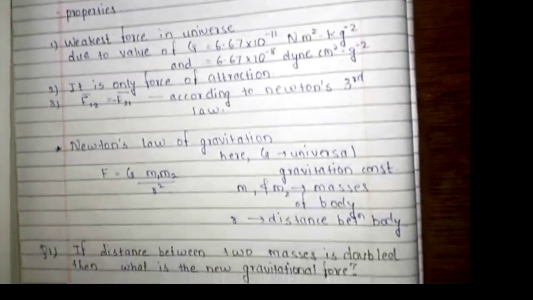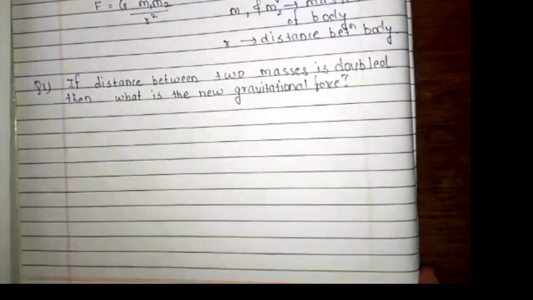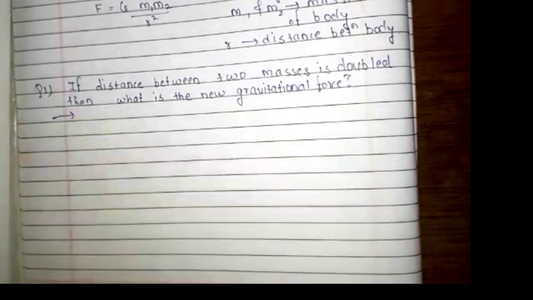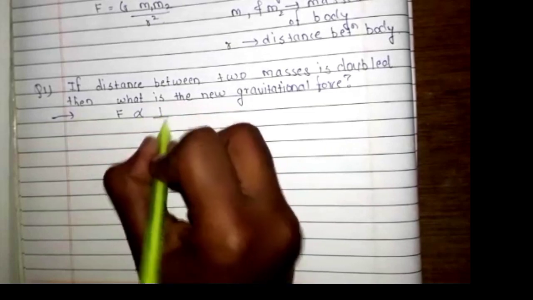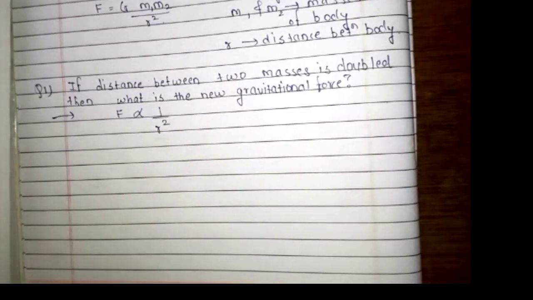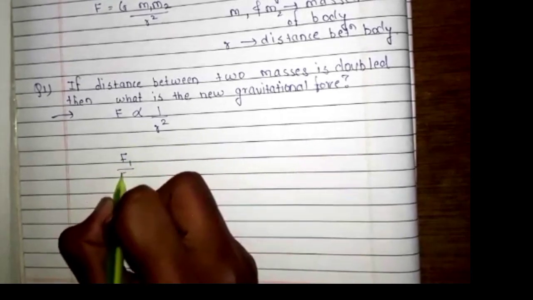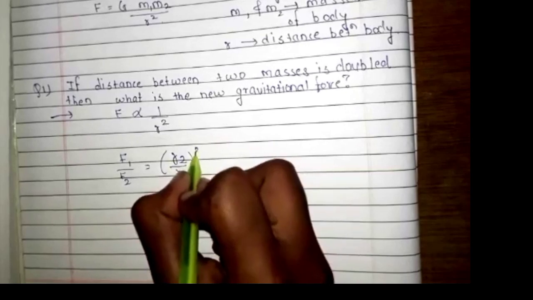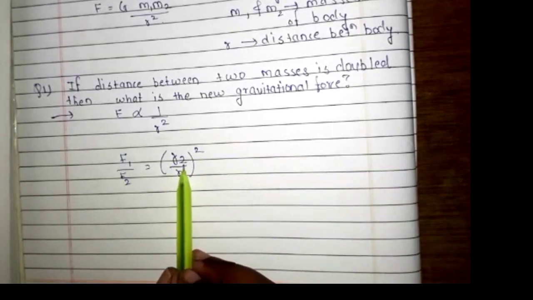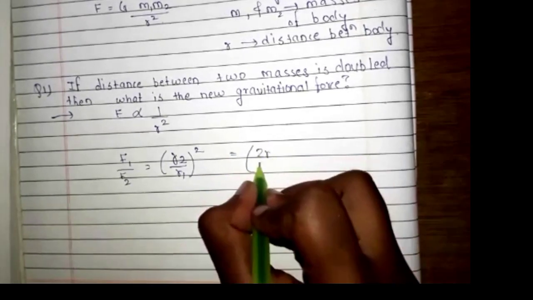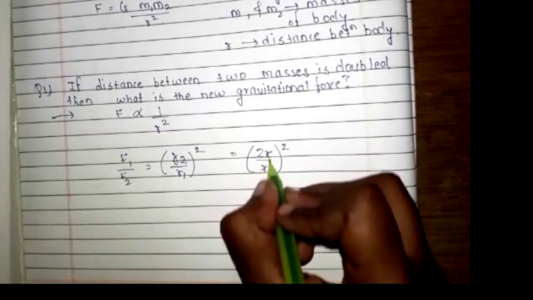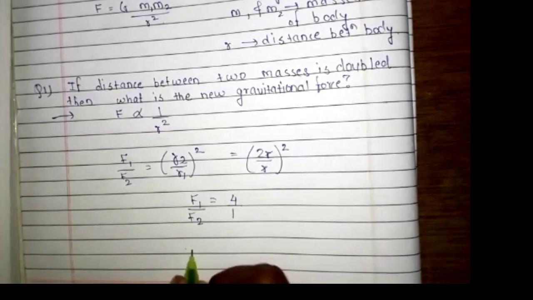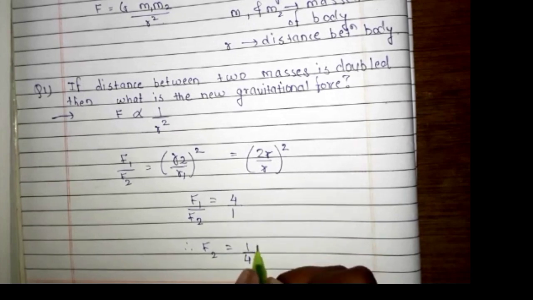The numerical is: if the distance between two masses is doubled, then what is the new gravitational force? As we know, gravitational force is inversely proportional to the distance square, so F1 upon F2 is equal to R2 upon R1 whole square, as it is inversely proportional. Now R2 is double, so we get (2R upon R) whole square. So R gets cancelled and we get 4 upon 1, and it is the answer of F1 upon F2. Therefore F2 is 1/4 of F1.